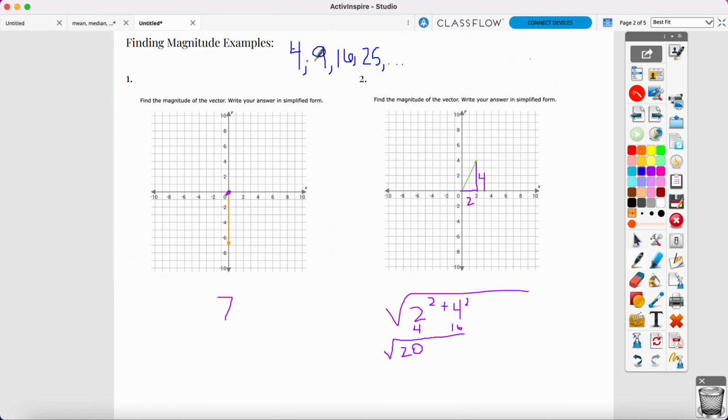So do any of these numbers go evenly into 20? And our one that does is 4. So we break this up into the square root of 4. And 4 times what is 20? That would be 5. So we just changed the square root of 20 to the square root of 4 times the square root of 5. And we know the square root of 4 is 2. So the simplified radical answer is 2 square root 5.